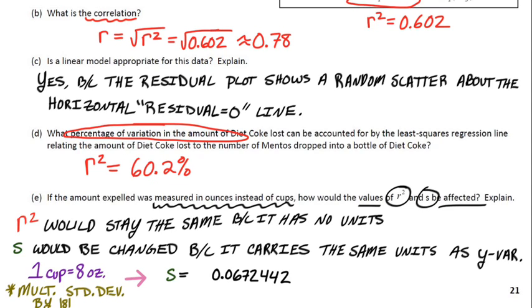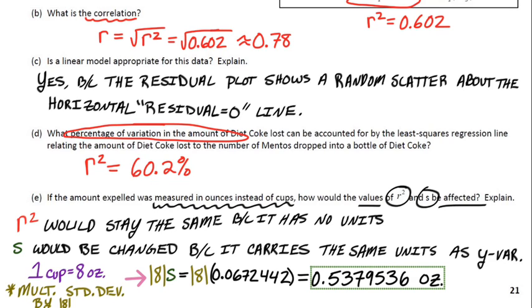So a fancy way to say, if you change the units, multiply it by the absolute value of whatever the unit change is. So our S value was 0.0672442. Just take that and multiply it by 8. So the new standard deviation, if we convert this to ounces, would be 0.5379536 ounces. Moral of the story, if you change the units of measurement from cups to ounces, R squared and even R would not be affected, but S, the standard deviation, would be affected.